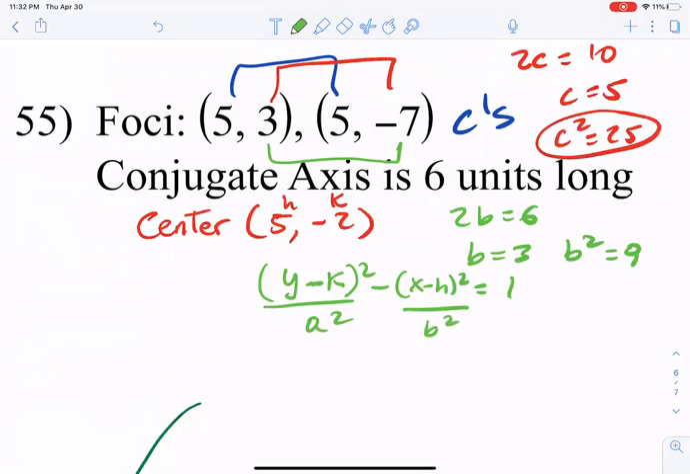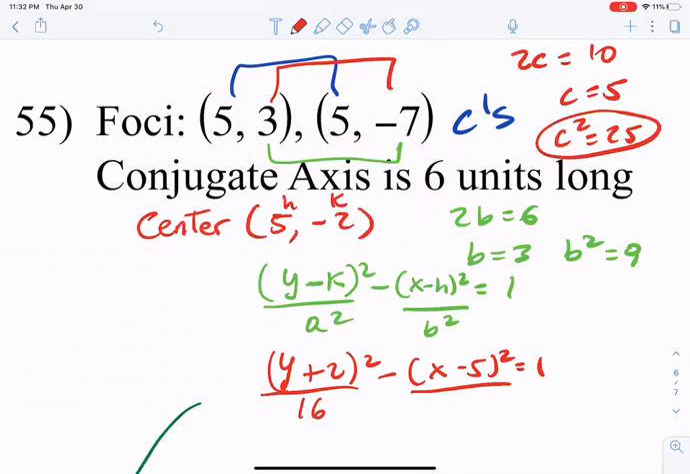Let's plug it in. The answer is y minus minus, that's plus 2, squared, minus x minus 5, squared over 1, a squared, and b squared is, what is a squared? Did we find that one? No, we didn't find that one. But we can tell it's 16, right? I assume that you can do that calculation at this point. 16 and b squared is 9. So we're done. That's the answer.